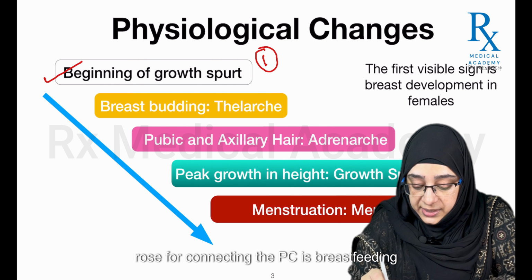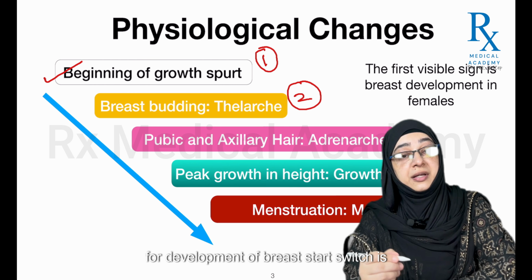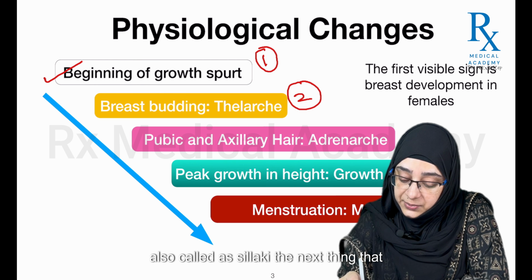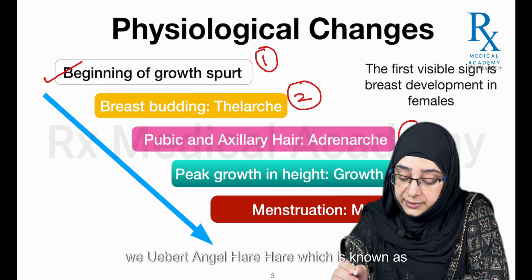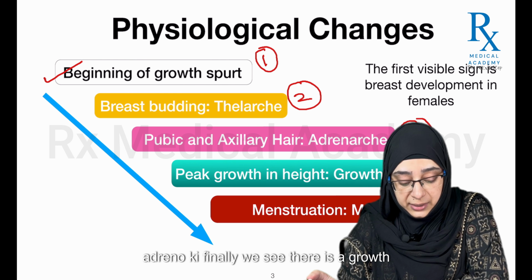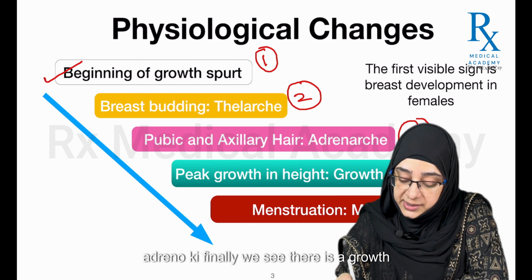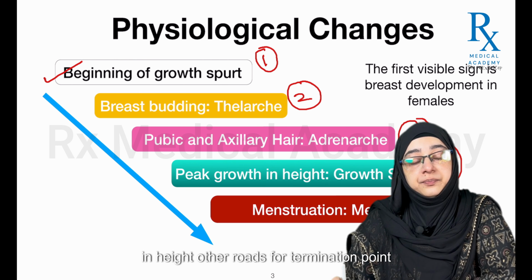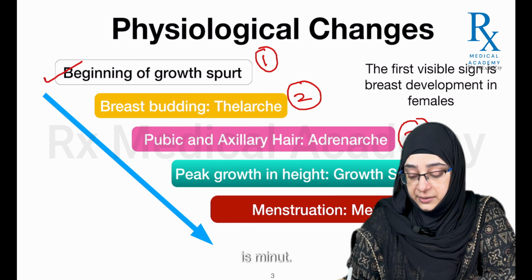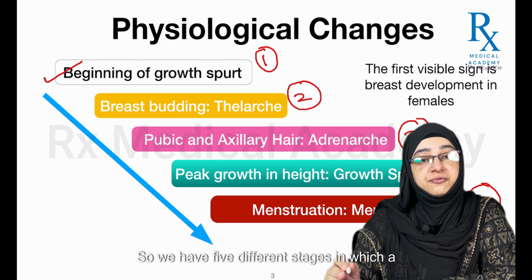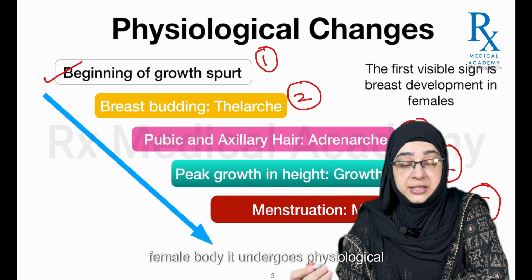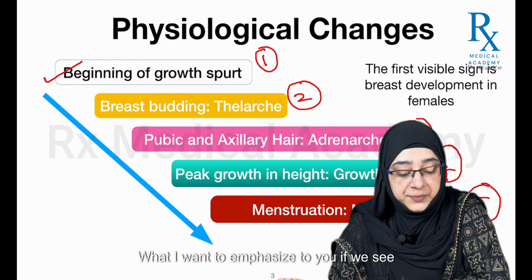The next thing that we see is breast budding or development of breasts starts, which is also called thelarche. The next thing that we see is pubic and axillary hair, which is known as adrenarche. Finally, we see there is a peak growth in height or the growth spurt. And then the culmination point is menarche. So we have 5 different stages in which a female's body undergoes physiological changes of puberty.